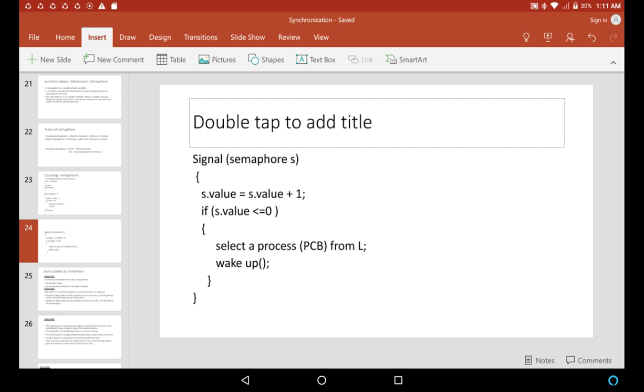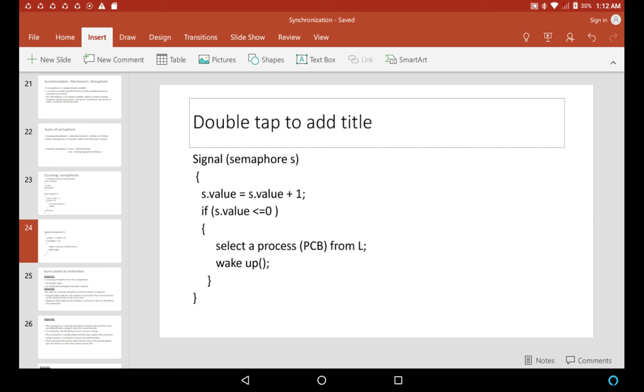Now look at this code. This is nothing but the exit code. As I have told earlier, if I am using the wait operation for the entry section, there must be a signal operation for the exit section. So for P1, after completion of its task, it has to go to the exit code, which is given by the signal operation. Now it can be given by some other name.